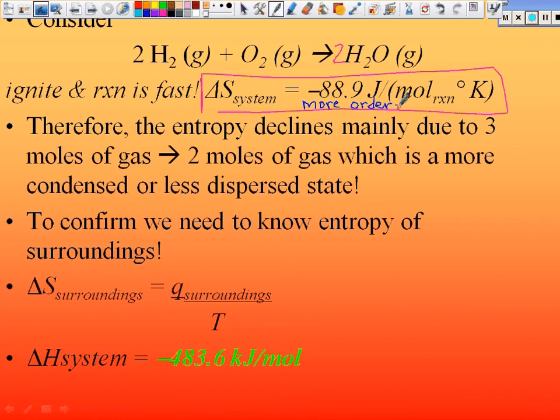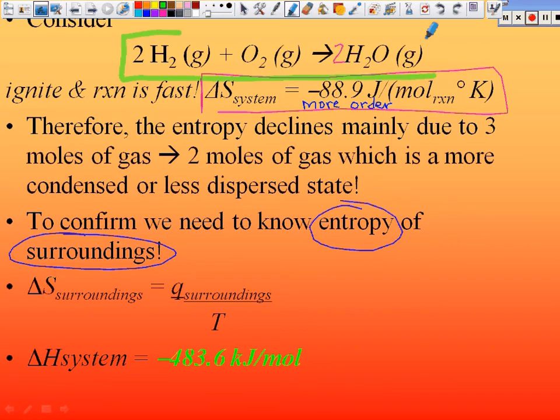To confirm, we need to know the entropy of the surroundings. Now, here's the key word. First of all, what is entropy again? Disorder. What are the surroundings? And here's the problem. Does the surroundings mean this stuff in the green box? No. What is that? That is the system. Very good.